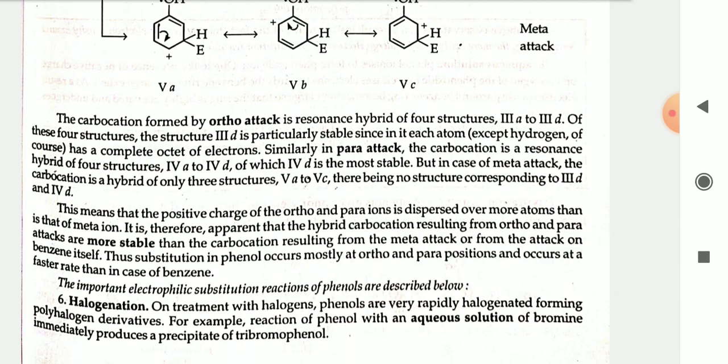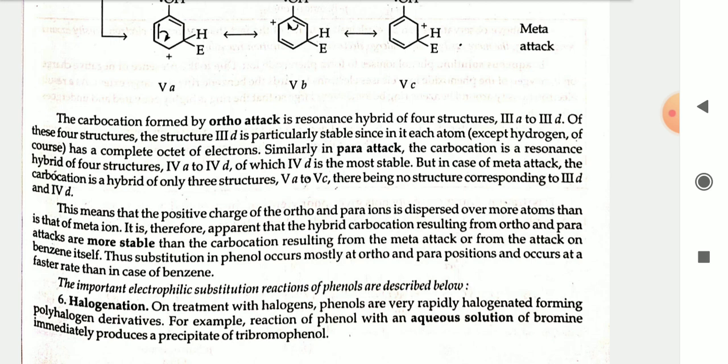The carbocation formed by ortho attack is a resonance hybrid of four structures, 3A to 3D. Of these four structures, structure 3D is particularly stable since in it each atom has a complete octet of electrons. Similarly, in para attack, the carbocation is a resonance hybrid of four structures, 4A to 4D, of which 4D is more stable. But in the case of meta attack, the carbocation is a hybrid of only three structures, 5A to 5C. There is no structure corresponding to 3D or 4D.